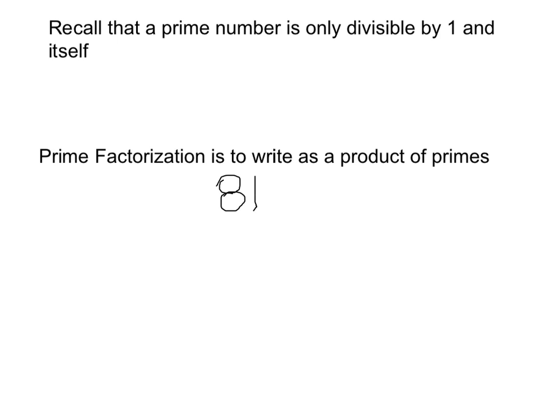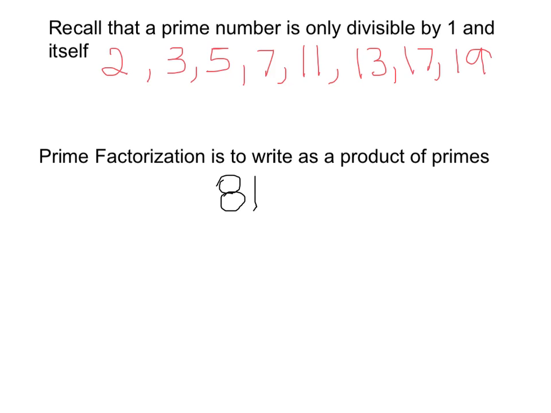I want you to recall that a prime number is only divisible by 1 and itself. Just to give you an example of some prime numbers, 2 would be a prime number, 3 would be a prime number, 5, 7, 11, 13, 17, 19, these should be looking very familiar to you by now, 23, and so on. So lots of prime numbers.